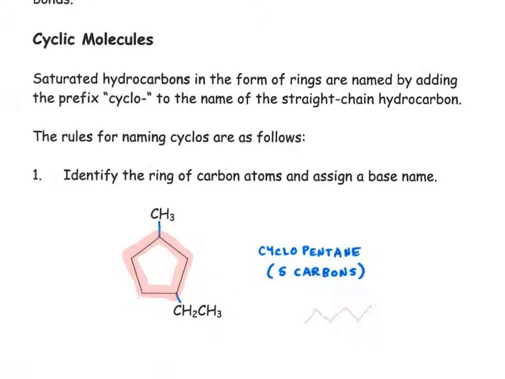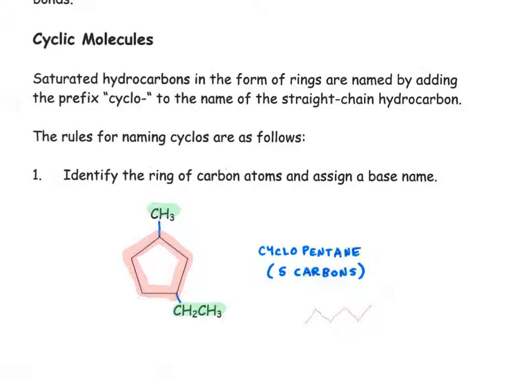We have 2 side groups on the ring structure. Right here we have an ethyl and then a methyl up top. We are going to number it to give priority to the ethyl side group. There are a lot of rules that sometimes you'll need to look up to figure out which side group takes priority and gets the lowest number.